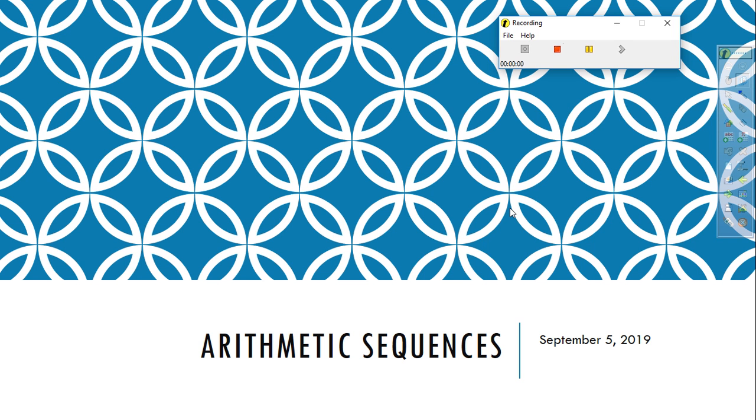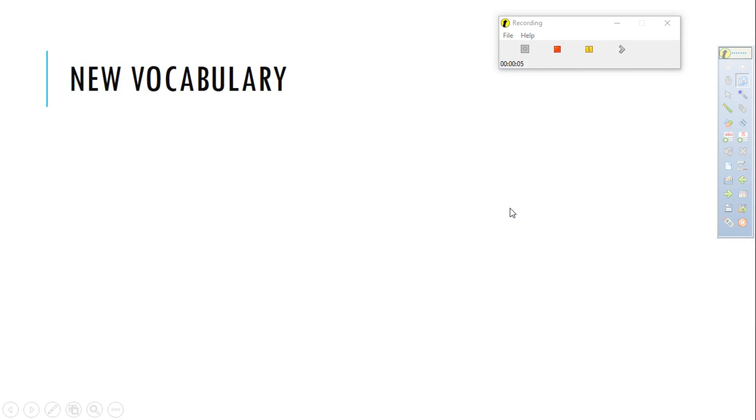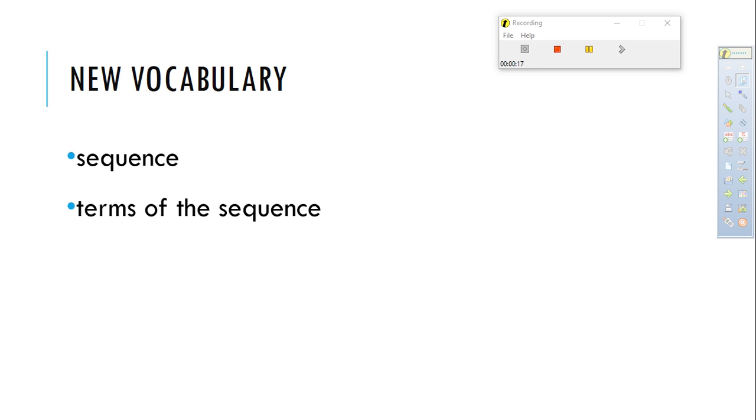Today we're going to be talking about arithmetic sequences. Some new vocabulary for this lesson is sequence. Sequence is just a fancy word for pattern. So a numbered sequence is just a pattern in your numbers. The term of the sequence is talking about what place in line that term has. So if it's the first one in the sequence or the fifth number in the sequence, it's just talking about its place.